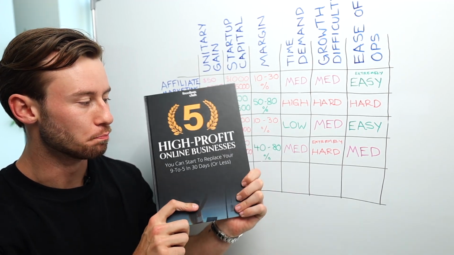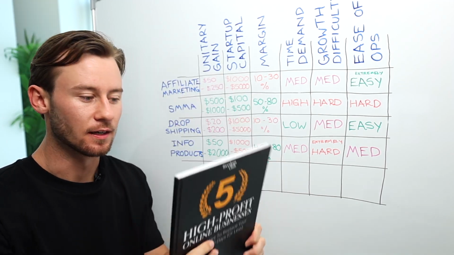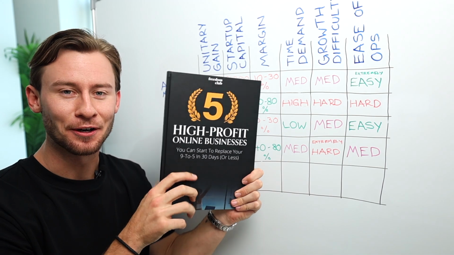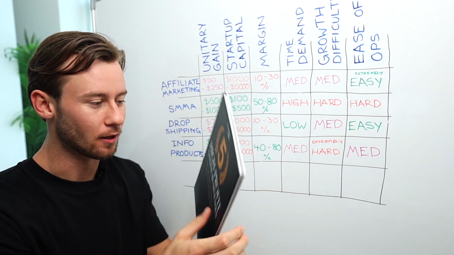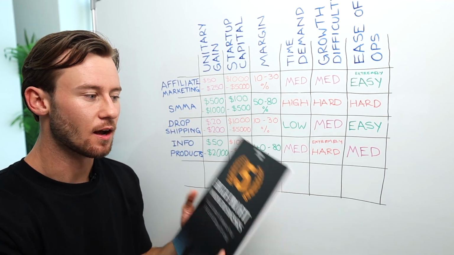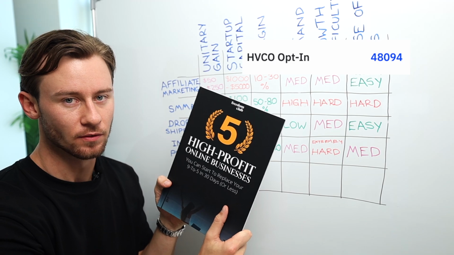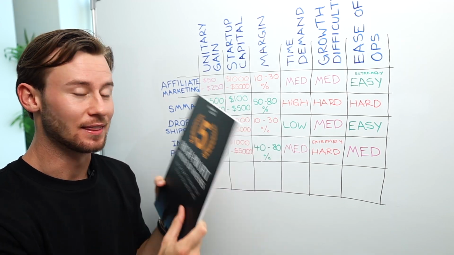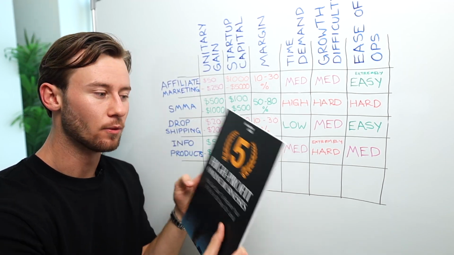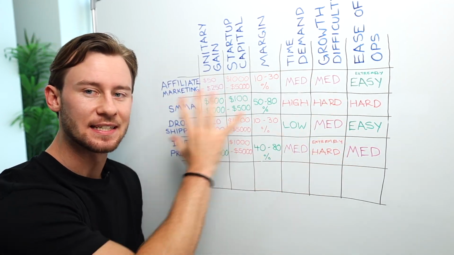Now, I wrote this book. It's called 5 High Profit Online Businesses. This PDF here, I gave it away as a PDF. Here, I got it made into a physical book because it looks better for the video. And in here, I broke down everything. And I was giving this away online and gave away 48,000 copies of it. 48,000. So this has been used by a lot of people and I got some amazing feedback on this. So that's what we're going to be breaking down here.